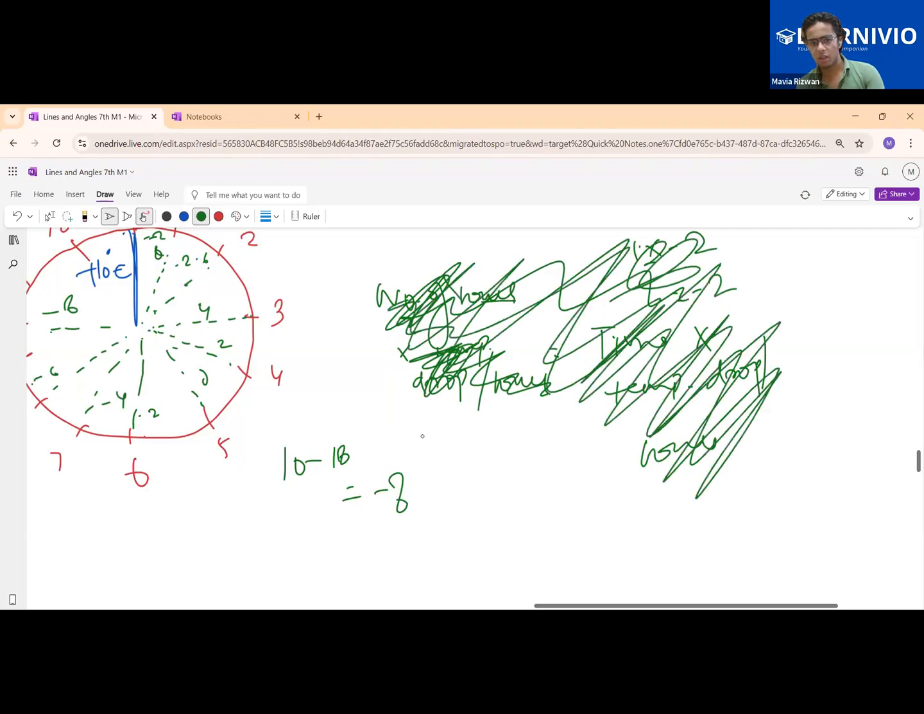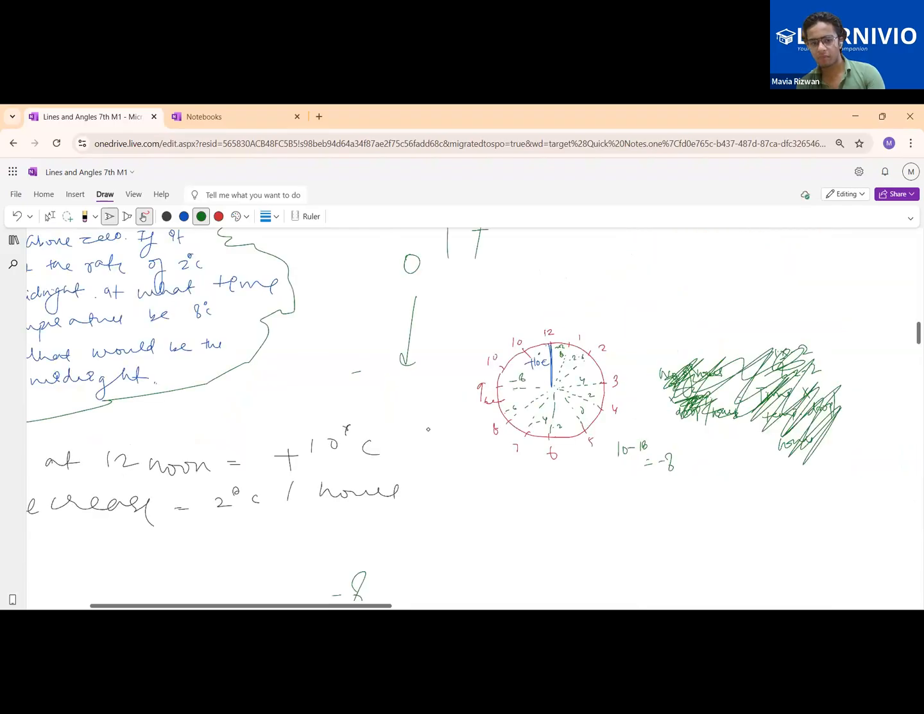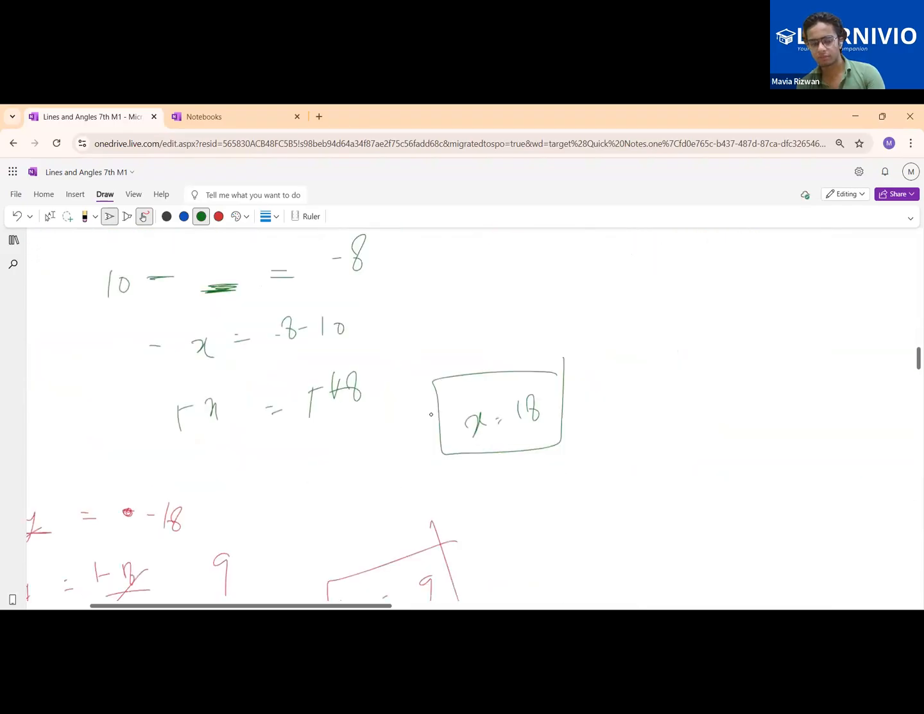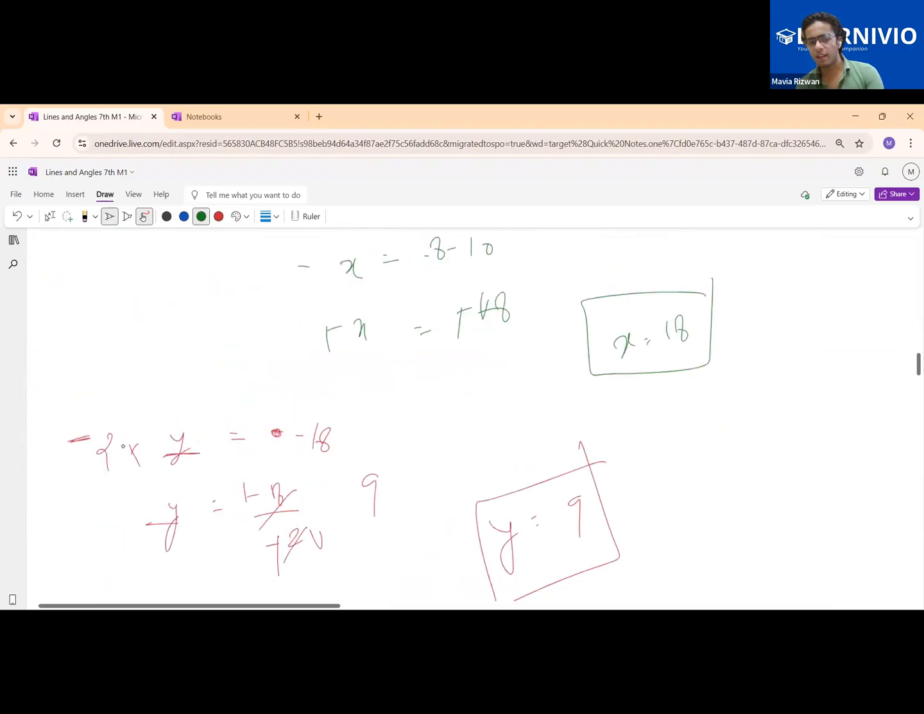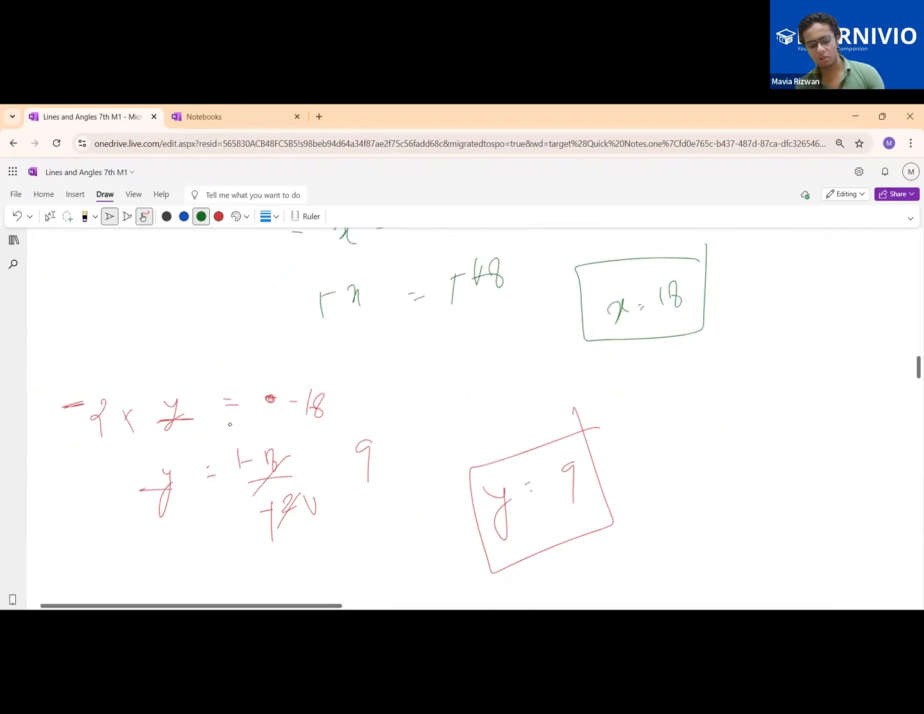I would just explain it this way: every hour there is a drop of 2 degrees. So to find the number of hours, in 1 hour the temperature drop is 2 degrees, so 1 into minus 2. In 2 hours it is 2 into minus 2, that is minus 4. So in how many hours would the drop be minus 18? You have to divide it. So in 9 hours the temperature drop would be 18. Is this clear now, Halima?